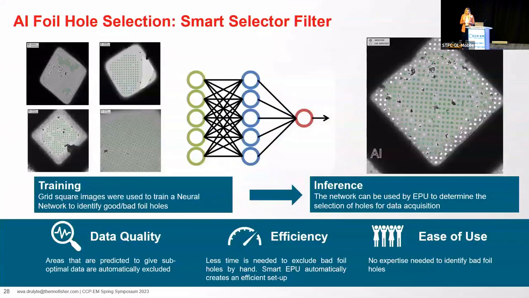So one of the plugins that I would like to highlight, I think many of you will appreciate this, is called a Smart Selector Filter. So we trained a neural network on a lot of user supplied data to identify good and bad holes. And with a single click, then it looks at the grid square and only leaves the holes that are likely to be good. So it removes holes with no ice or with cracks or with ice contaminations and so on. So I really wish this kind of feature was available during the many sessions where I was manually creating 50 or 100 grid squares. And I hope that it'll be useful for people.